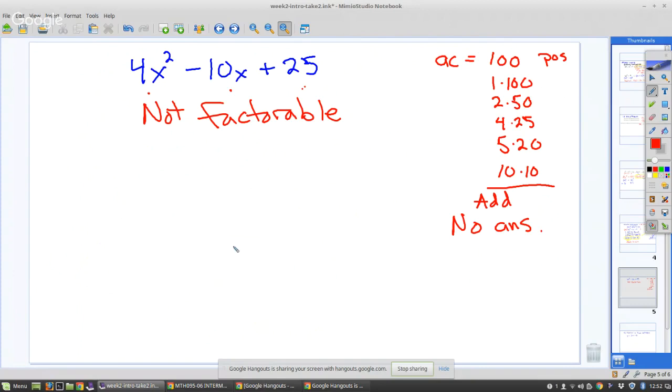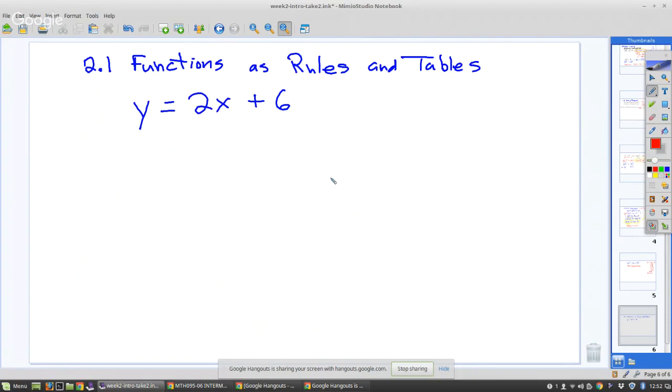All right, so that's most of the overview of chapter 1. Let's take a quick look at chapter 2. In chapter 2, we're going to explore the idea of what is a function.